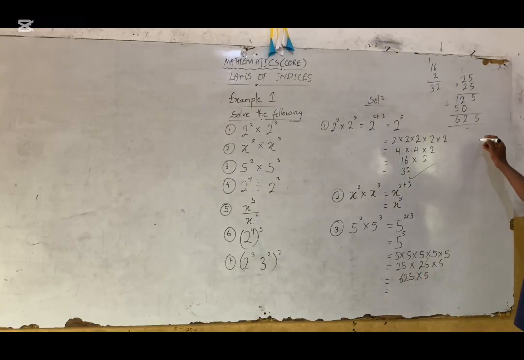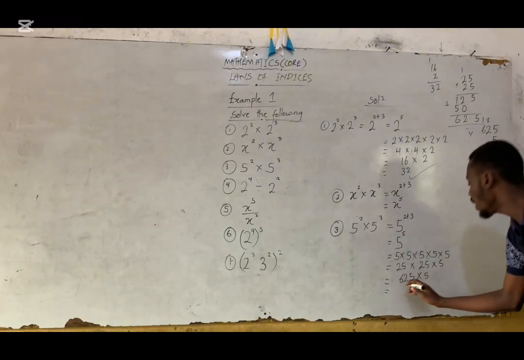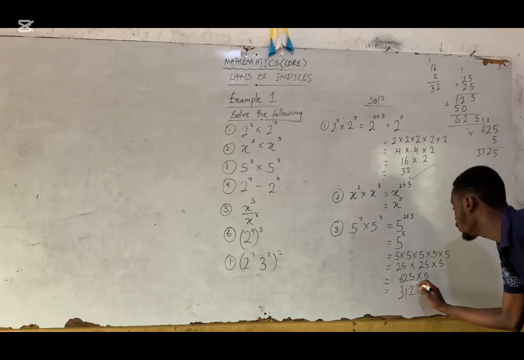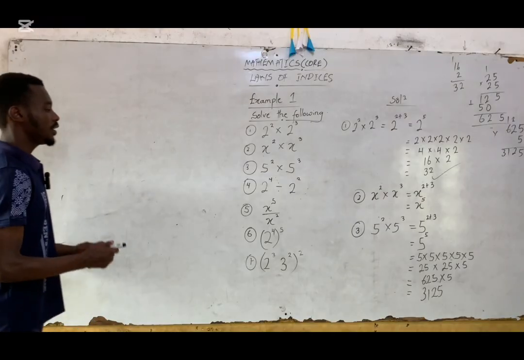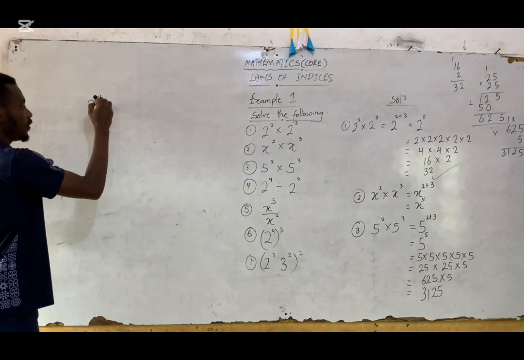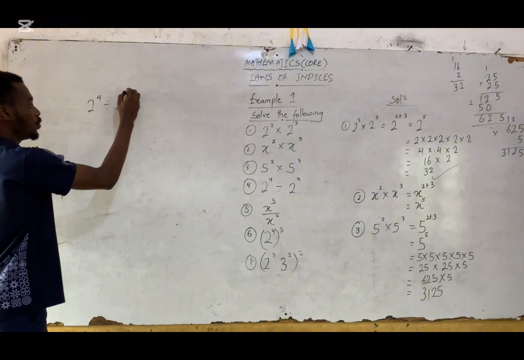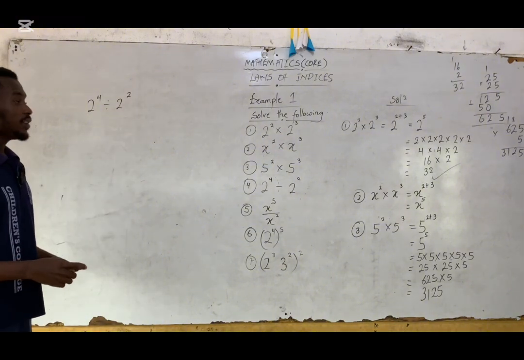Now let's multiply 625 by 5. We have 5 times 5 is 25. 5 times 2 gives us 10 plus 2 is 12. 5 times 6 gives us 30 plus 1, 31. So we have 3125. That is very good. The fourth one, that is 2 exponent 4 divided by 2 exponent 2, right?